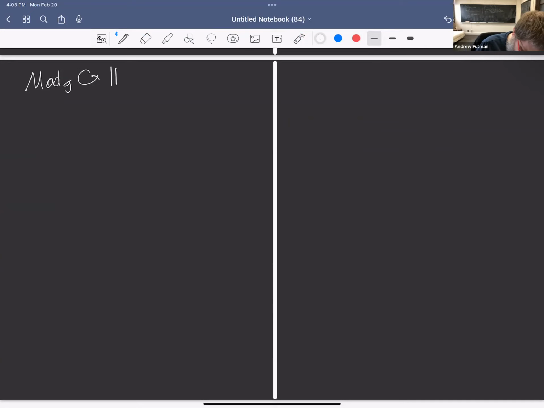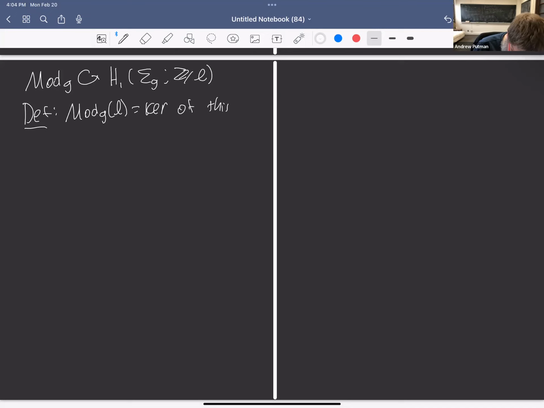Well, of course, that acts on, say, H1 of the surface, with whatever coefficients I want to put there. Let's put Z mod L coefficients. So we have an action of the mapping class group on the first homology group of the surface. So, by definition, Mod_g of L is equal to the kernel of this action. It's the subgroup of mapping classes that act trivially on homology mod L.